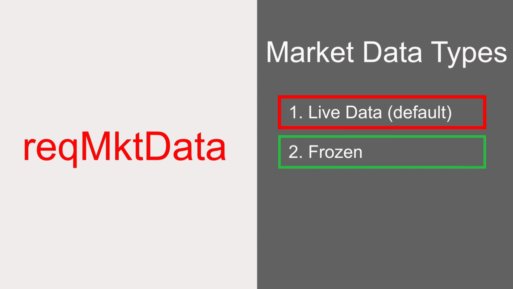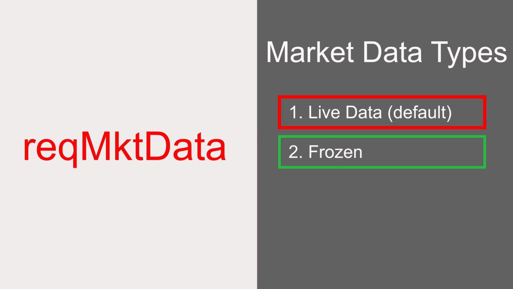Then we have frozen data, which is usually used after a market close to receive the last available bid or ask price. If you're in live streaming data, after a market closes and you request data, you'll usually get a -1 value for the last available bid or ask. If you actually want to see this last value, as is shown in TWS by default, you need to first switch to the frozen data type.